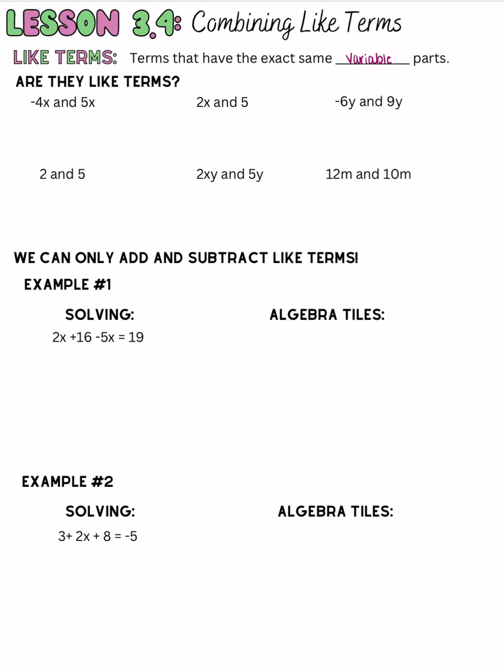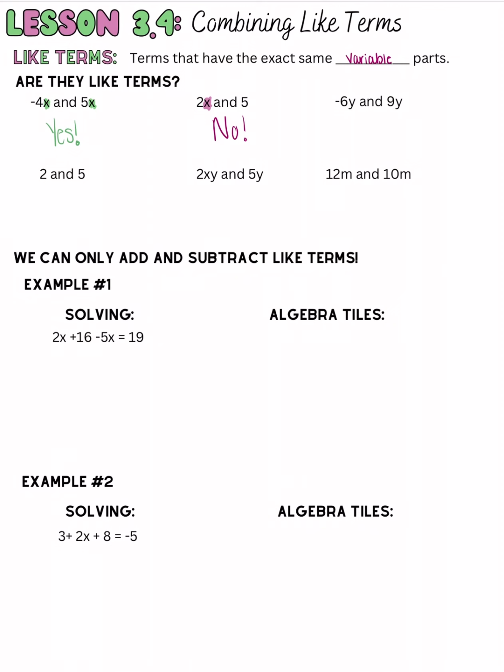If we look at the first one, we have negative 4x and 5x. If you notice, they have the variable part of x. They are the exact same. So yes, these are like terms. Then if we look at 2x and 5, 2 has an x, 5 does not. They do not have the same variable part, so no, they are not like terms.